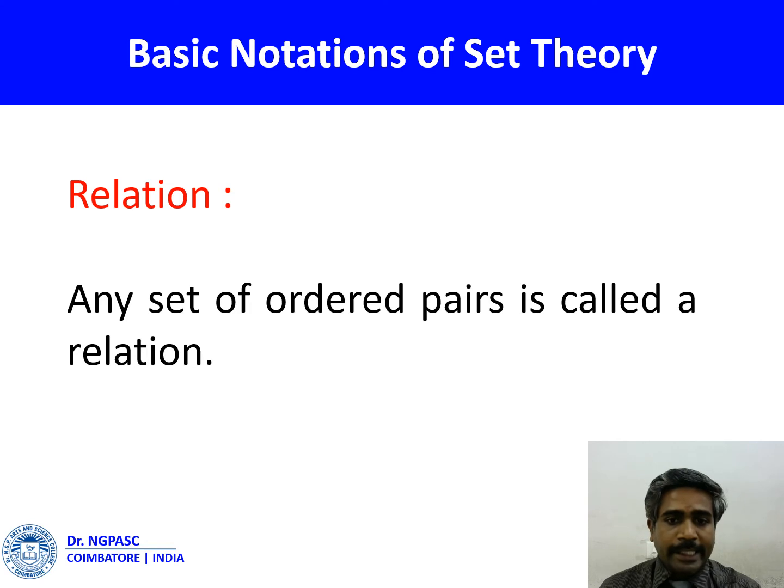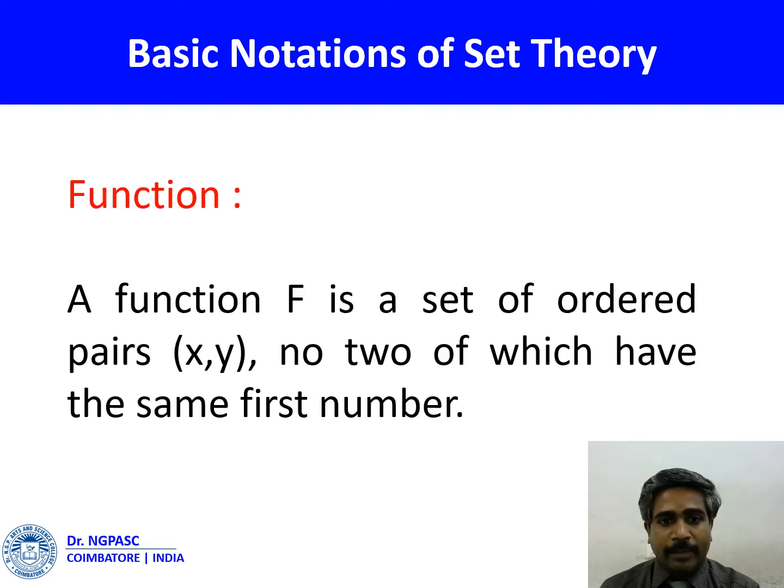Next, relation. Any set of ordered pairs is called a relation. Suppose A related to B, C related to D, then that is a relation. Then function. A function f is a set of ordered pairs (x, y), no two of which have the same first number. This is the definition for function.